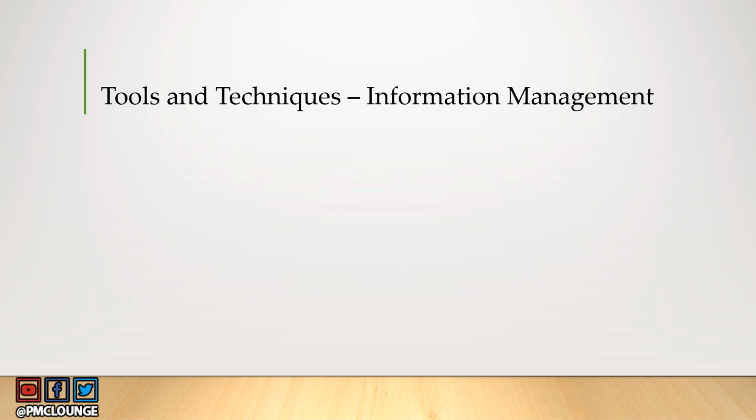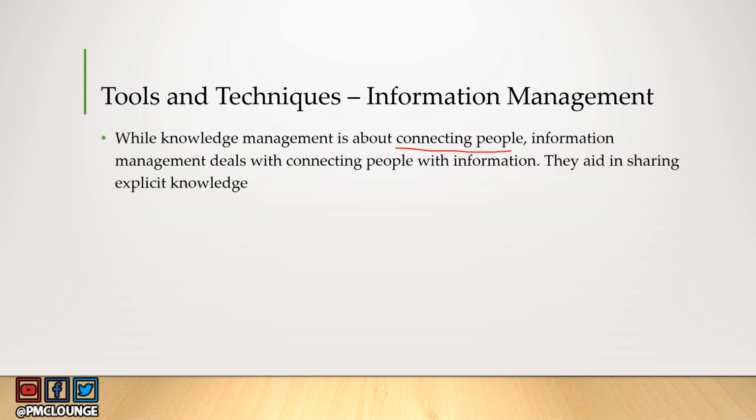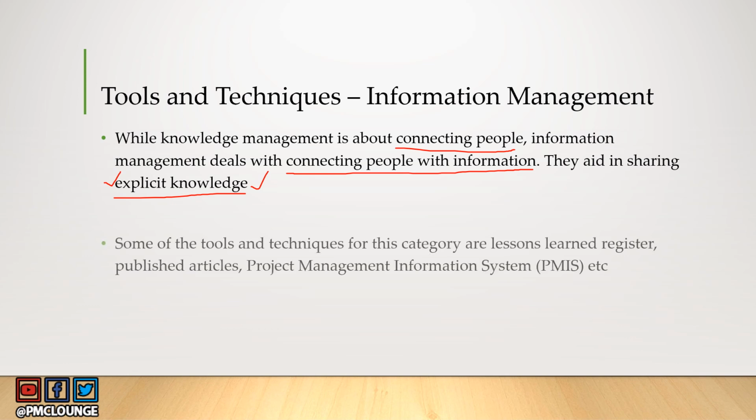Information management. So that's the second tool and technique of this process. While knowledge management is about connecting people, which is something that we discussed, information management deals with connecting people with information. So they aid in sharing explicit knowledge. Knowledge management was all about tacit knowledge; information management is all about sharing of explicit knowledge. Some of the tools and techniques for this category are lessons learned register, published articles, PMIS or project management information system, etc. So these are some of the tools and techniques that can be used to achieve the technique of information management.